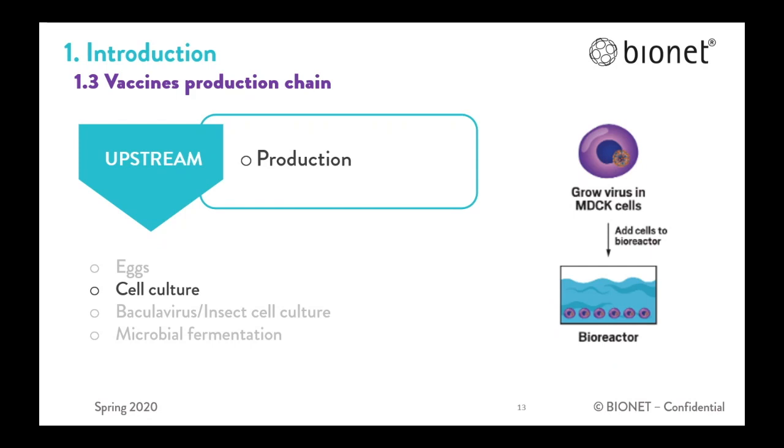In mammalian cell culture, the virus is grown in mammalian cells, the most common being the Madin-Darby canine kidney, or MDCK. The virus infects the cells, which express new viruses extracellularly.